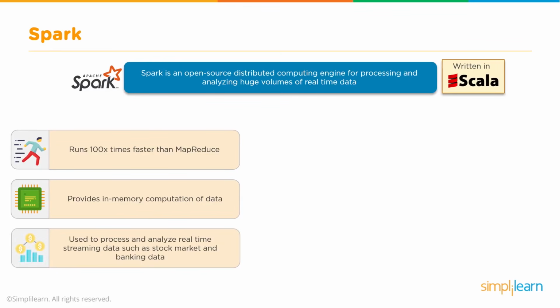It is used to process and analyze real-time streaming data, such as stock market and banking data. So Spark can have its own stuff going on, and then it can access the Hadoop database. It can pull data just like Sqoop and Flume do. So it has all those features in it, and you can even run Spark with its own Yarn outside of Hadoop. There's also Spark on Mesos, which is another resource manager, although Yarn is most commonly used.